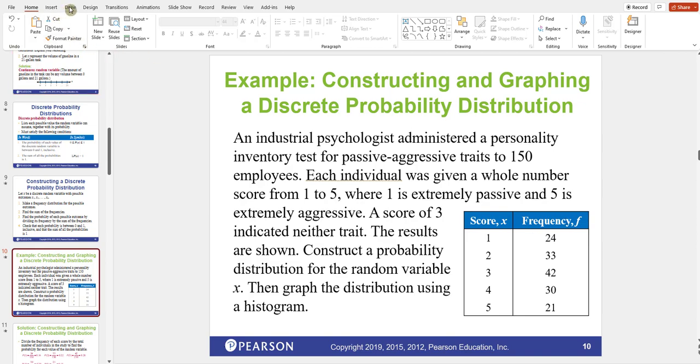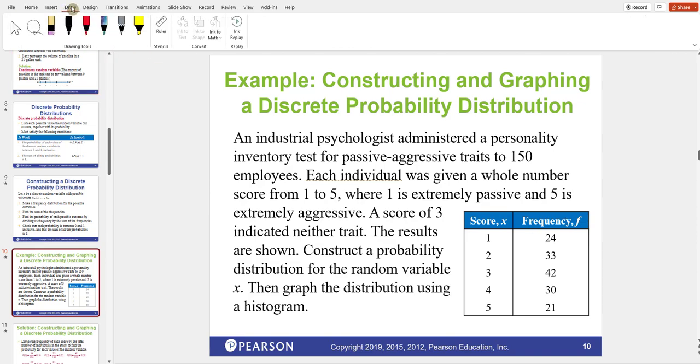So in this one, they told you they gave this test to 150 employees. So when you add up this frequency column, it should add up to 150. So if you add this up, this is 150. So when you read this table, 24 employees got a score of 1, 33 got a score of 2, all the way down, 21 got a score of 5.